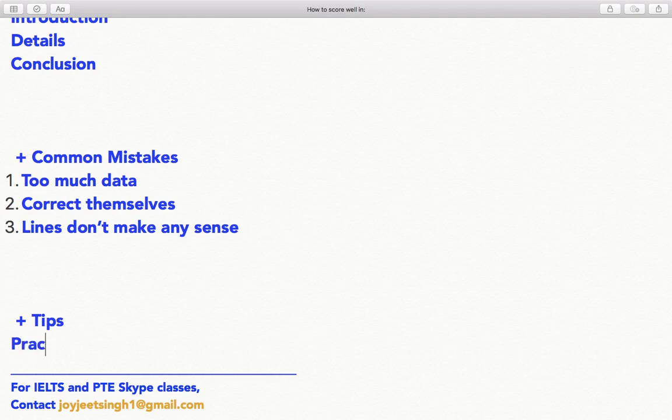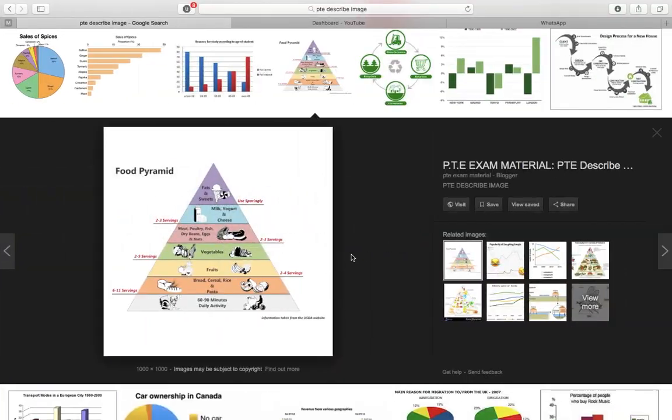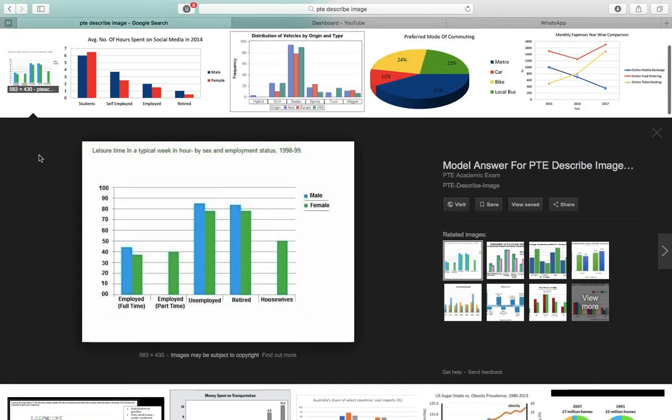That is to practice every image type. What I mean by that is, schedule your time. Let's say today is day one, I'm going to practice describe image. So the first day, all you should do is different types of bar graphs. So today, I'm only going to focus on bar graphs. So this is my first one.